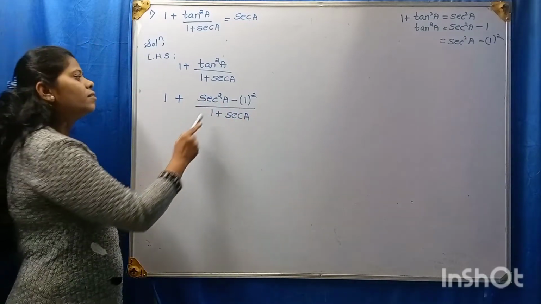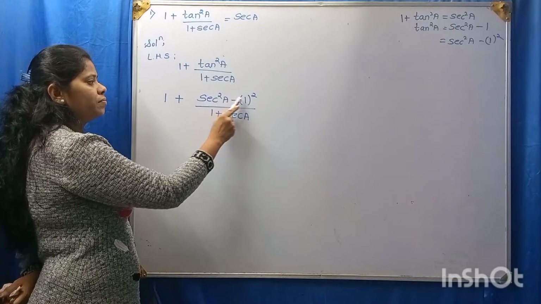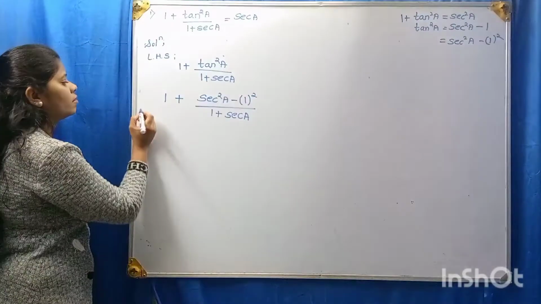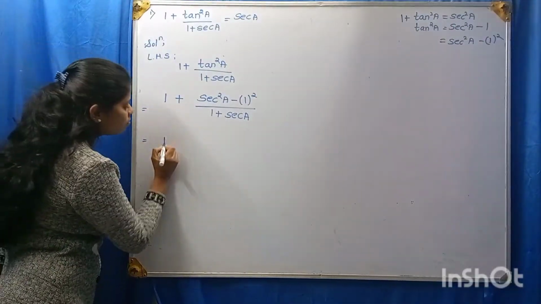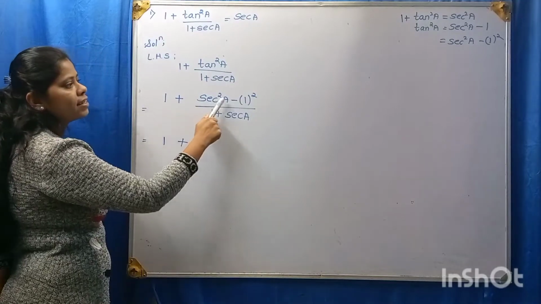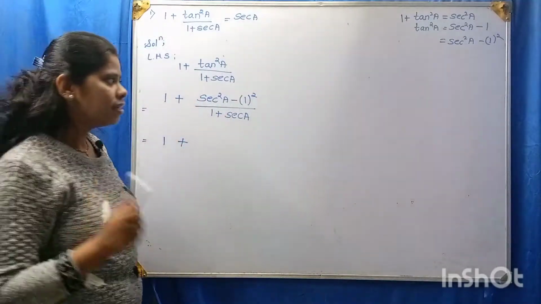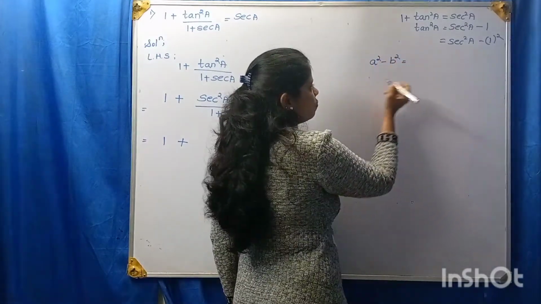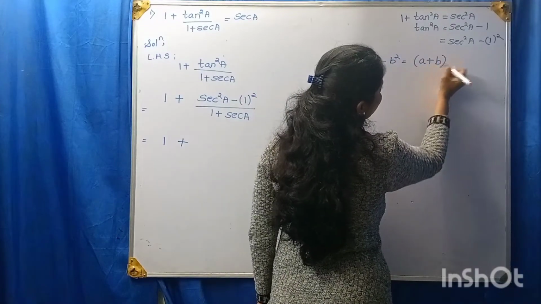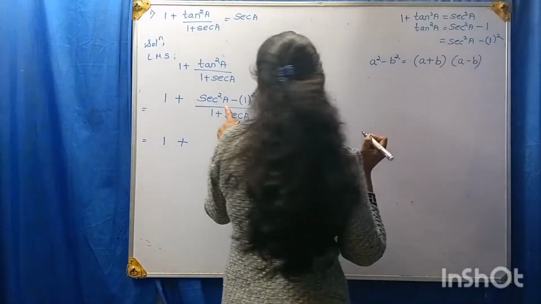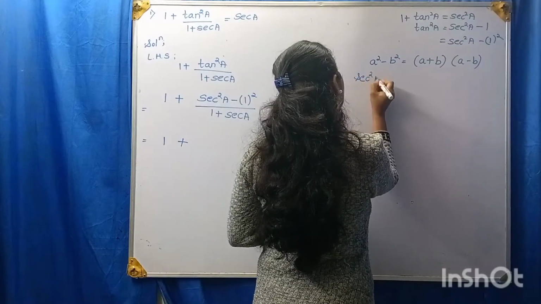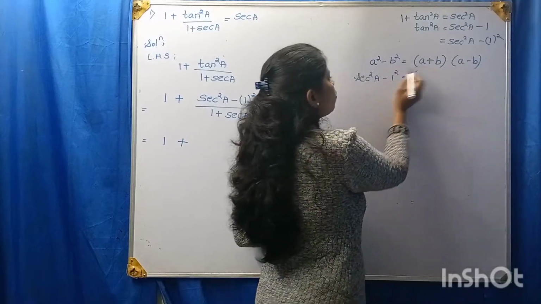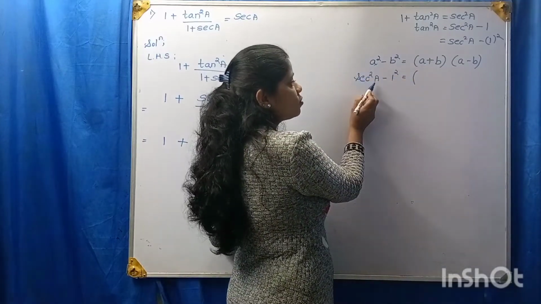Now, observe this one. It is in the form of A square minus B square, right? Let me write this 1 plus as it is, secant²A minus 1 square. It is in the form of A square minus B square. We know the formula: A plus B into A minus B. Here we have secant²A minus 1 square. Therefore, in the place of A square, we have secant²A.